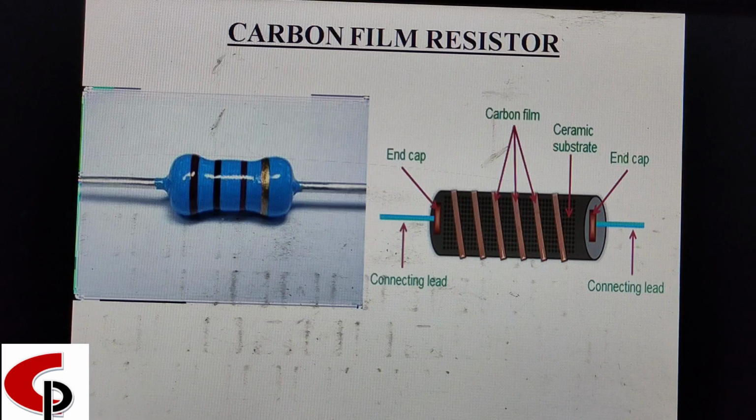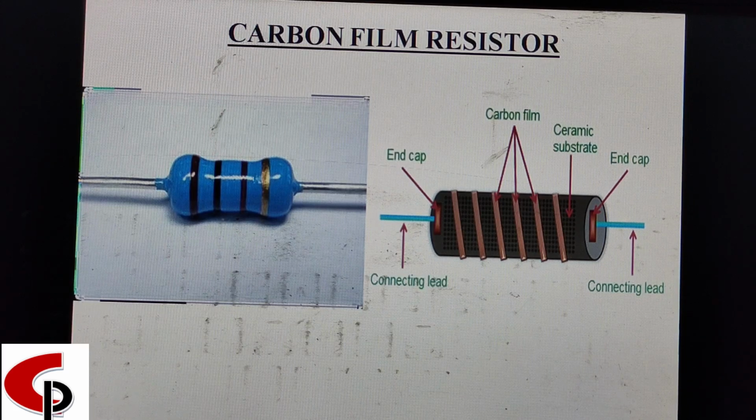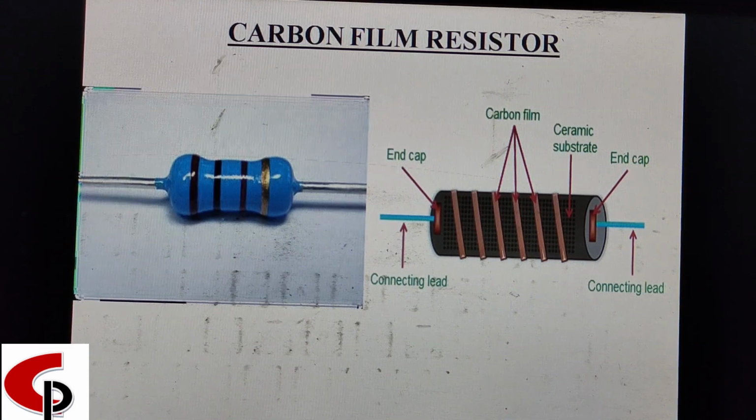The carbon film resistor is made by placing the carbon film or carbon layer on a ceramic substrate. The carbon film acts as the resistive material to the electric current. Hence, the carbon film blocks some amount of electric current. The ceramic substrate acts as the insulating material to the heat or electricity. Hence, the ceramic substrate does not allow heat through them. Therefore, this resistor can withstand a higher temperature without any damage.